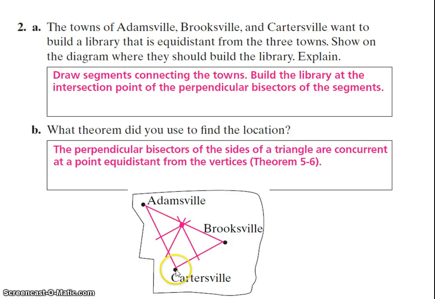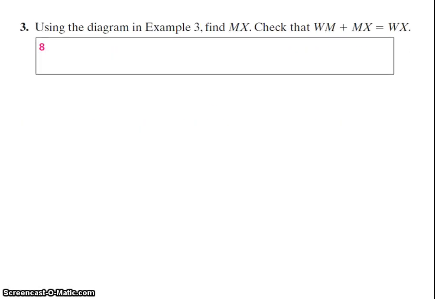So we don't have to do a lot of math here, but we're going to make a triangle of Adamsville, Cartersville, and Brooksville, and then find out where exactly to build the library, which would be the intersection point of the perpendicular bisectors of the segments. What theorem did you use? The perpendicular bisectors of the sides of a triangle are concurrent at a point equidistant from the vertices. All right, and 3, using the diagram in example 3, find MX.